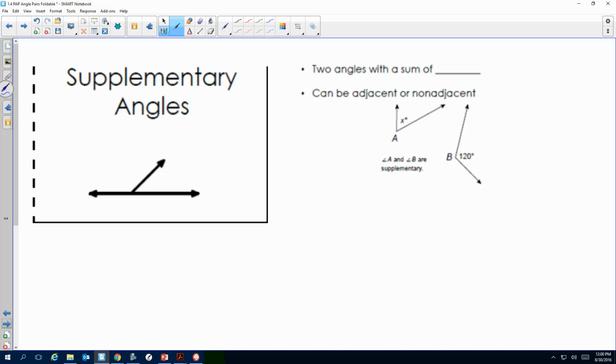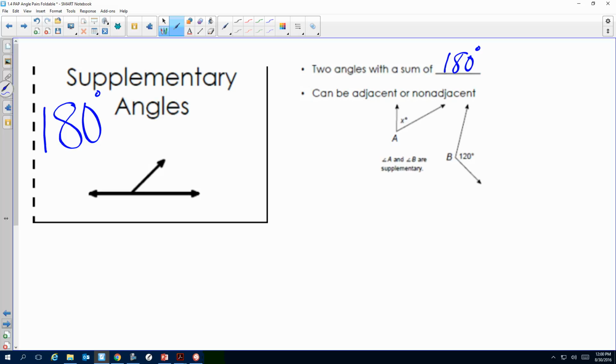Next one is supplementary. Supplementary are two angles with the sum of 180 degrees. Again, they can be adjacent or non-adjacent. To help you recognize the relationship with supplementary, this S I could turn into an 8, 180 degrees. S can turn into 8, C can turn into a 9. So 180 degrees.